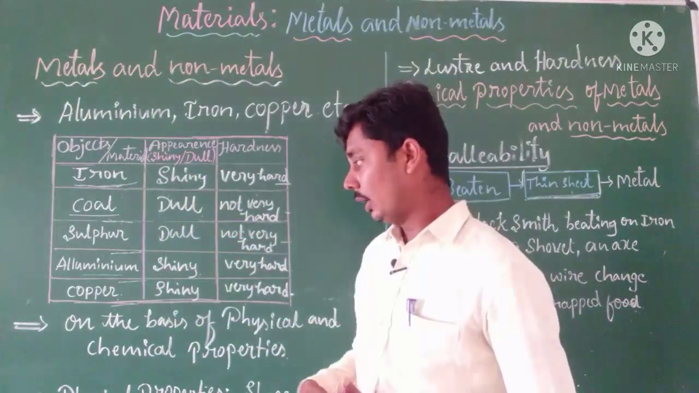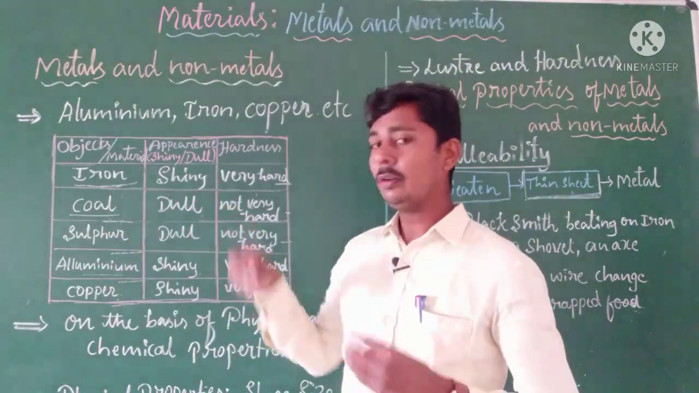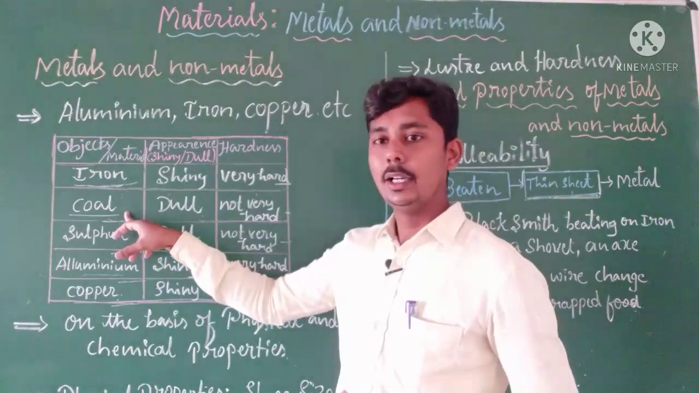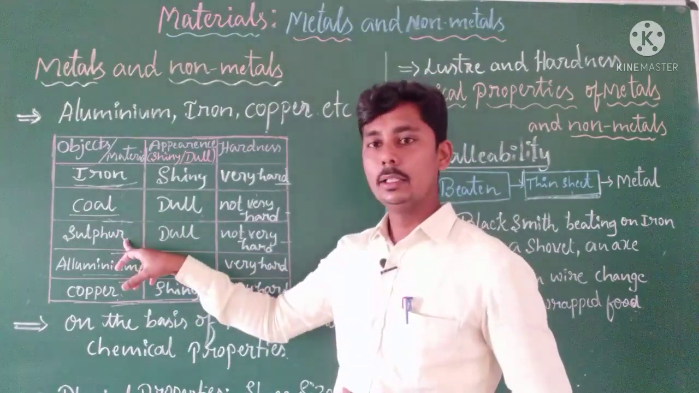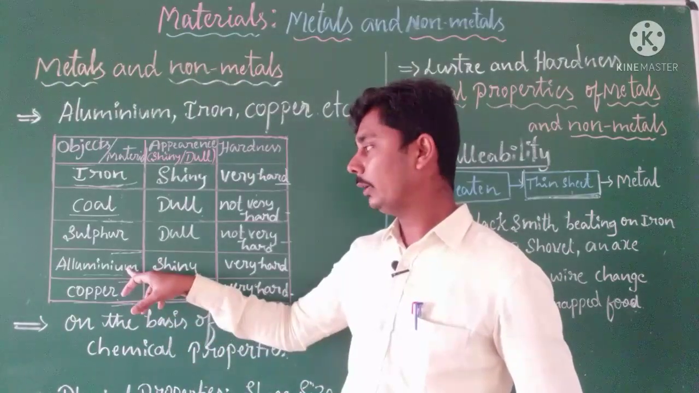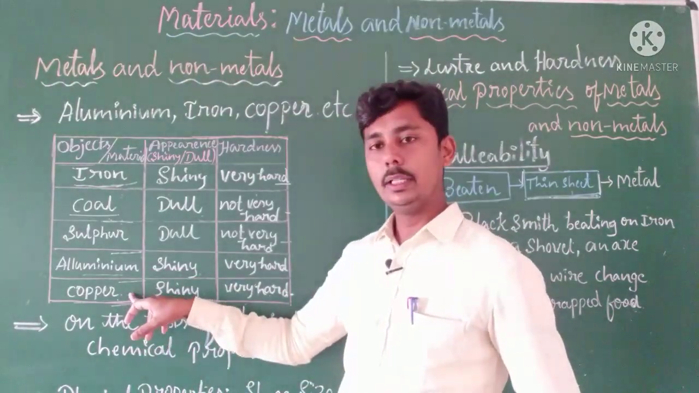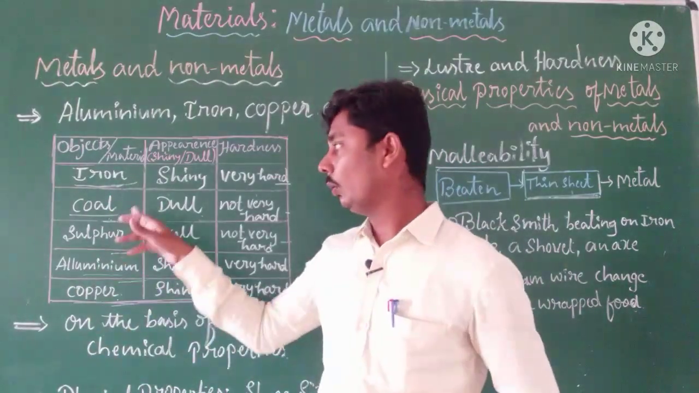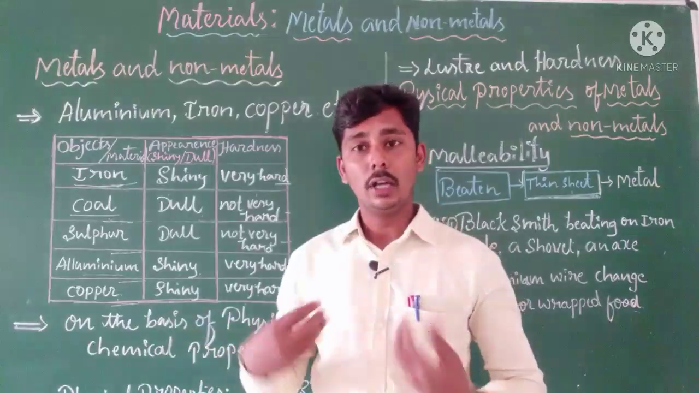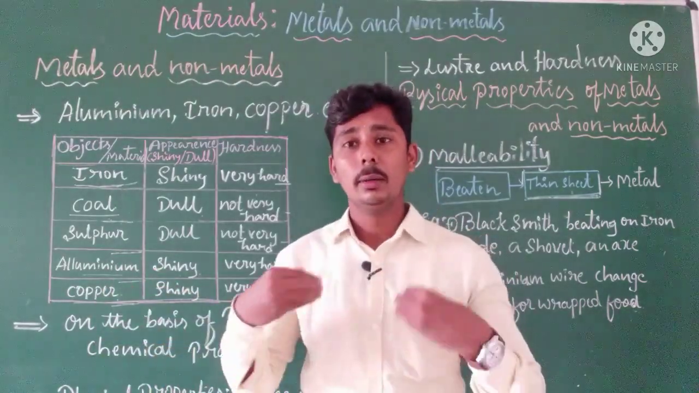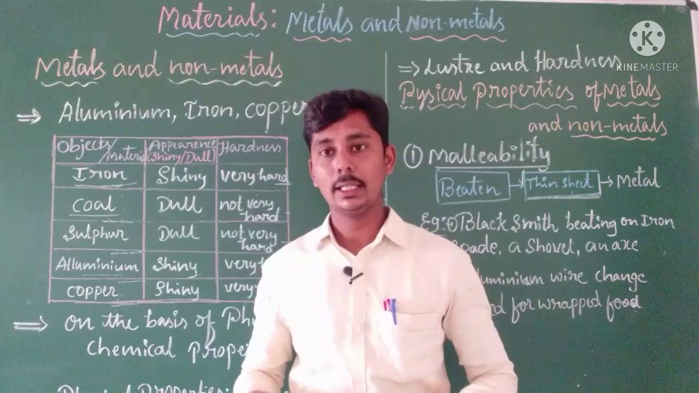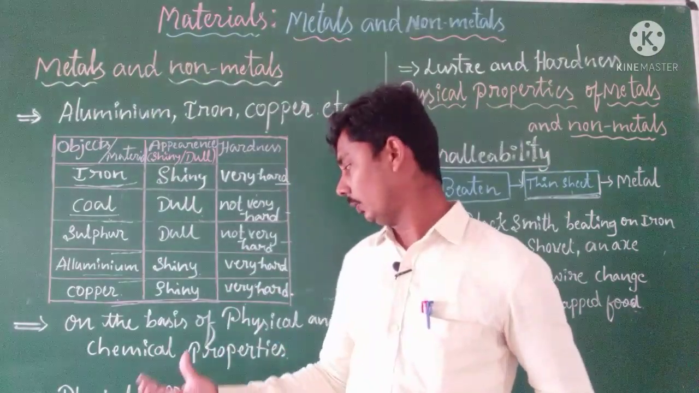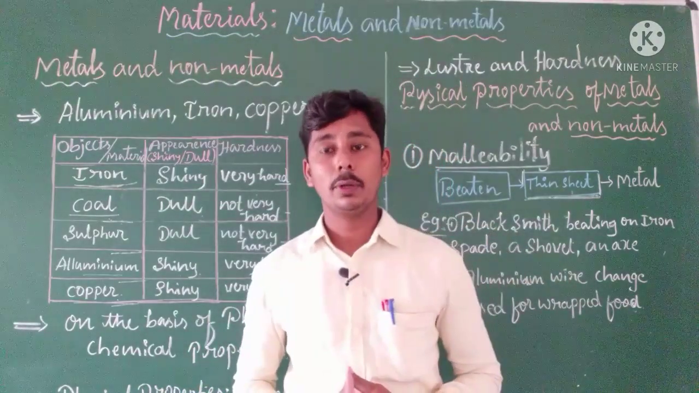Okay, observe here. On this basis, I am saying this is a metal, these are the non-metals. Aluminum is a metal, copper is a metal. How can I say iron is a metal, coal is a non-metal, sulfur is a non-metal, and these are the metals? So how can I say? Yes, I can easily distinguish on the basis of physical and chemical properties.